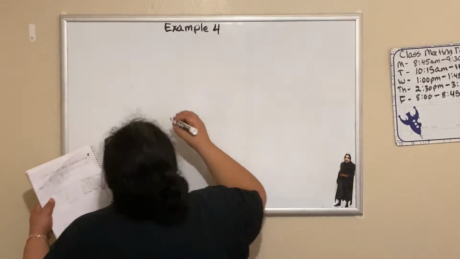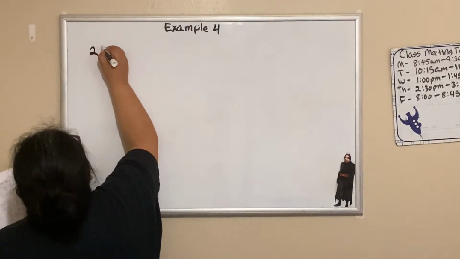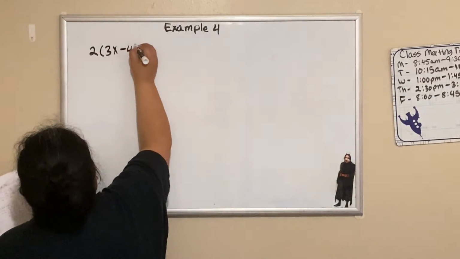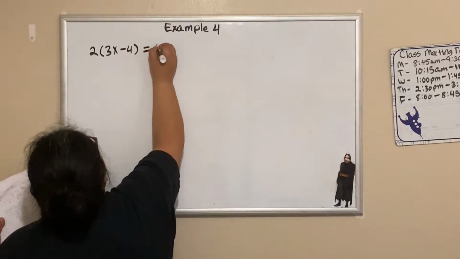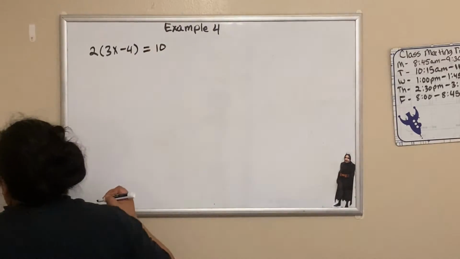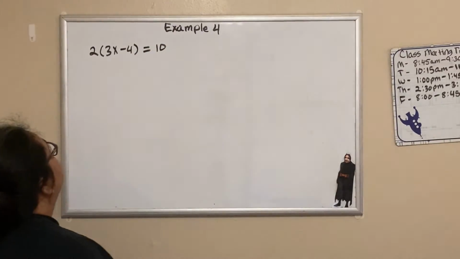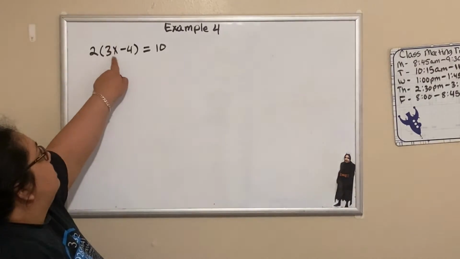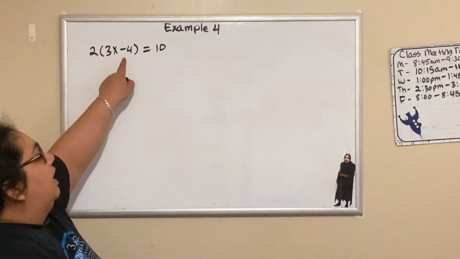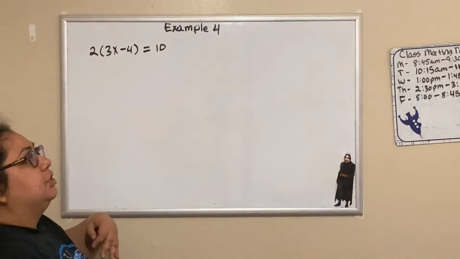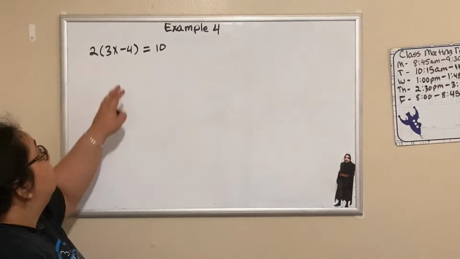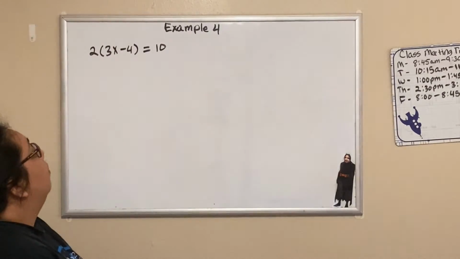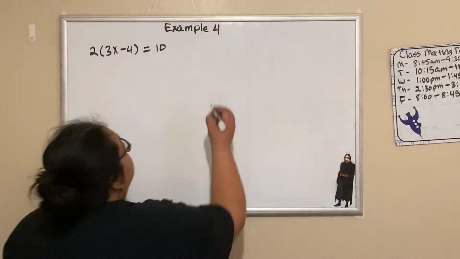And example 4 is 2 parentheses 3x minus 4 close parentheses equals 10. Now, notice I have a number in front of a parentheses, and inside the parentheses we're adding. I know you see subtraction, but subtraction is simply adding a negative. We're adding 3x and negative 4, okay? So we have distributive property that we can use.